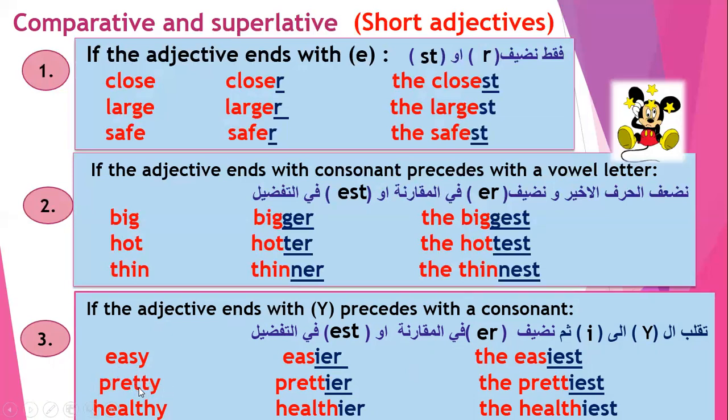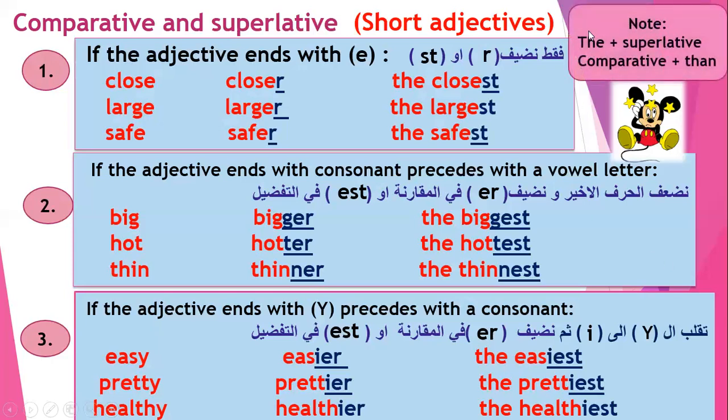Pretty جميل. طبعا هنا الدبل تي من أصل الكلمة. Change Y to I قلبنا الواي إلى I وأضفنا ER في المقارنة. It will be prettier أجمل. The prettiest الأجمل. Healthy صحي. Change Y to I and add ER in comparative and EST in superlative. It will be healthier أصح. The healthiest الأصح أو الأكثر صحة. هذه القواعد تنطبق على الصفات القصيرة المتكونة من مقطع صوتي واحد. لا ننسى أن حرف الإي في نهاية الصفة لا يعتبر مقطع صوتي.